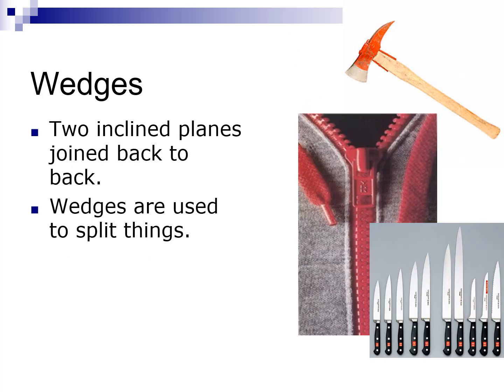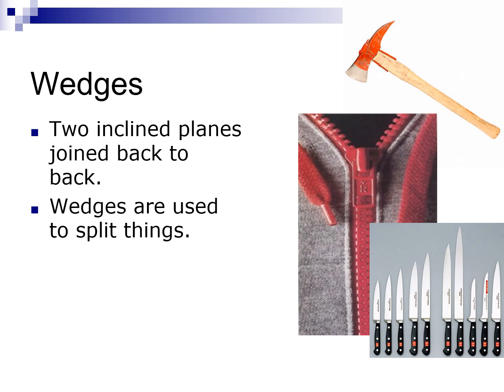Okay, our last non-movable simple machine we're going to talk about is a wedge. So a wedge is simply, if you take two inclined planes and you join them together back to back, you're going to end up with a wedge. And we use wedges to split things.